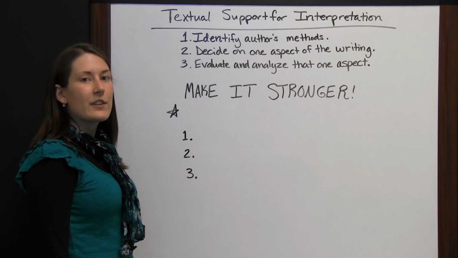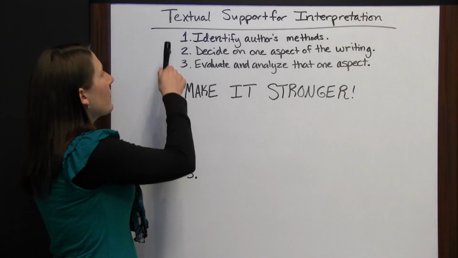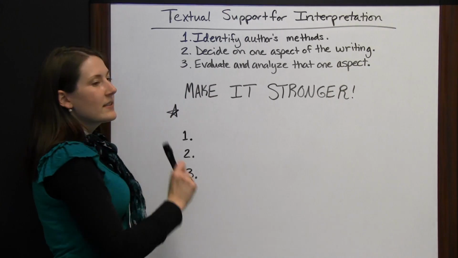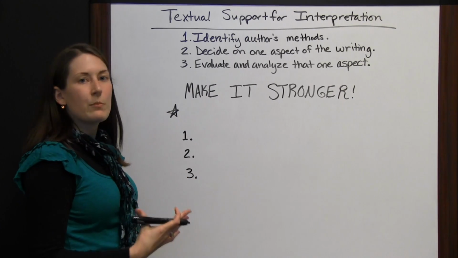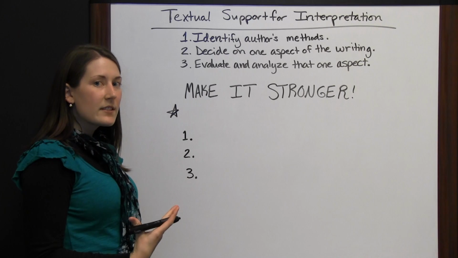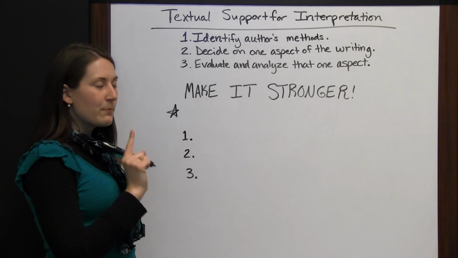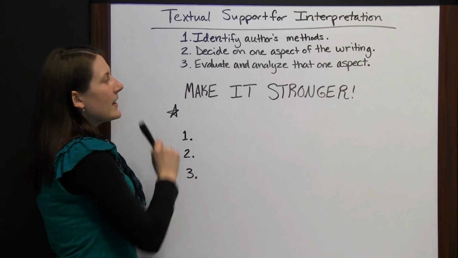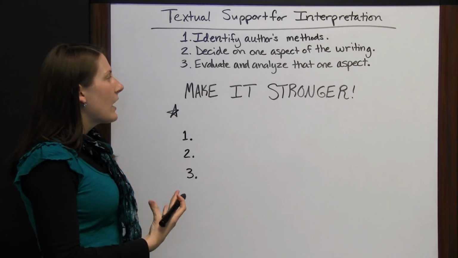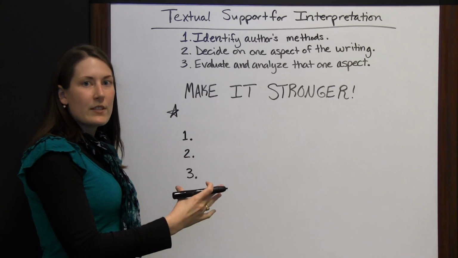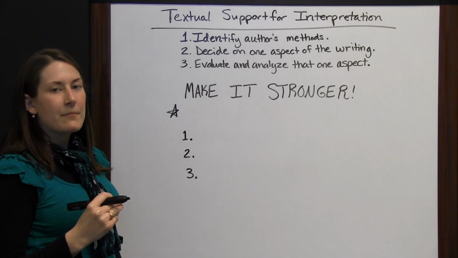Textual support for interpretation. Whenever you're going to interpret a work, you are going to identify the author's methods, their tone, their use of language, their plot, major characters, setting. Then you're going to decide on one of those aspects of the writing, pick just one, and evaluate and analyze that one aspect. You want to give your opinion on what the author was trying to do with the use of this character or with the use of a certain tone. What was their purpose in doing that?